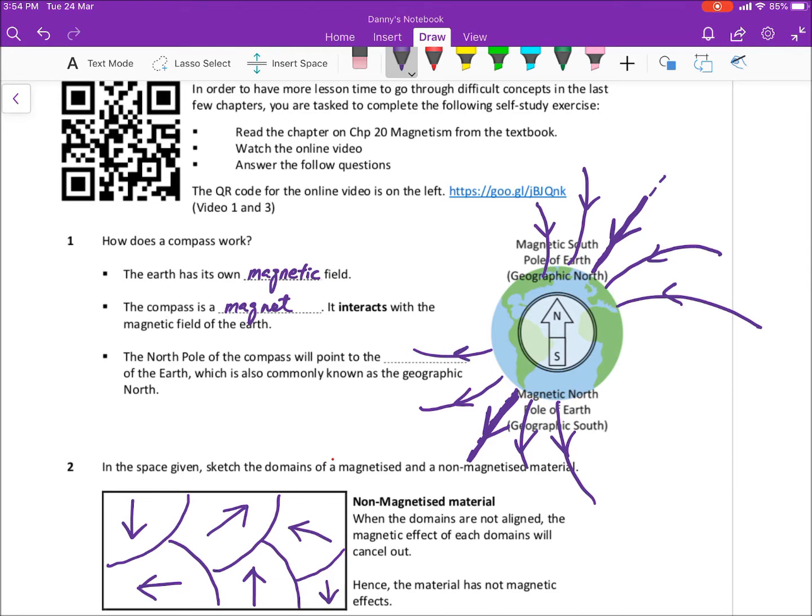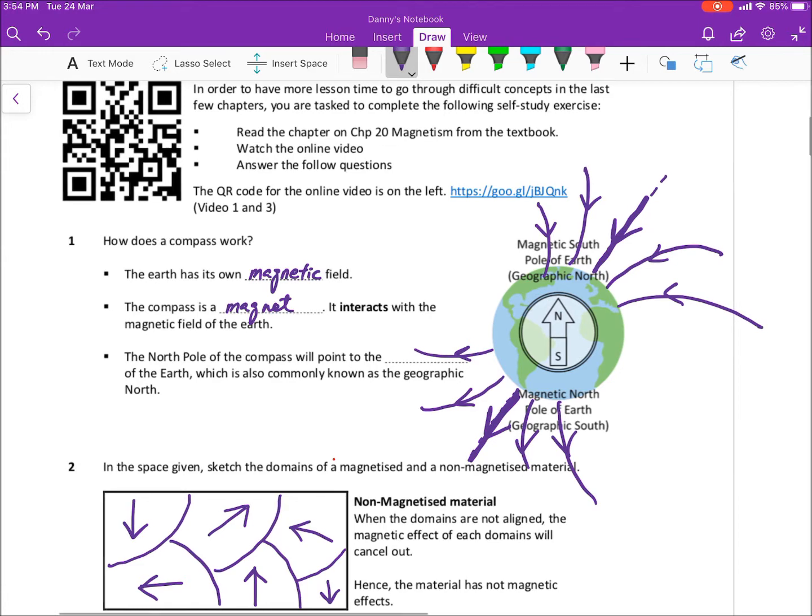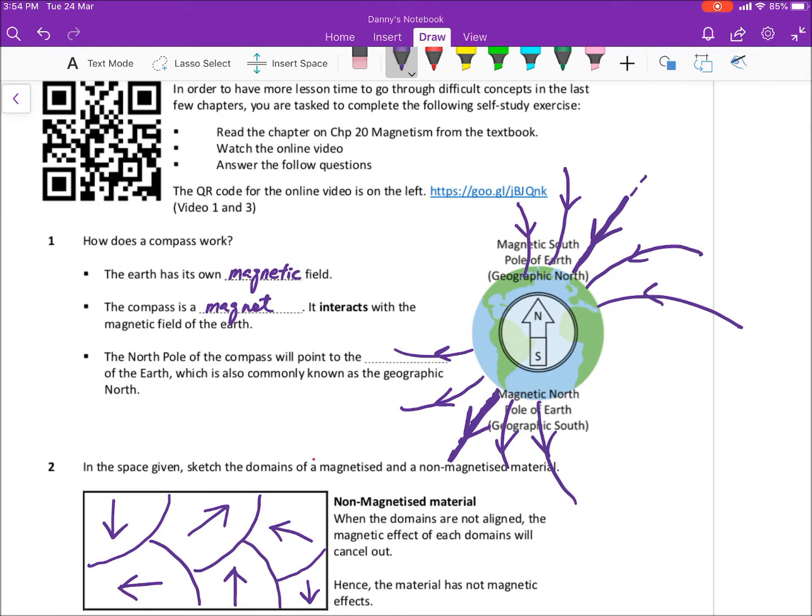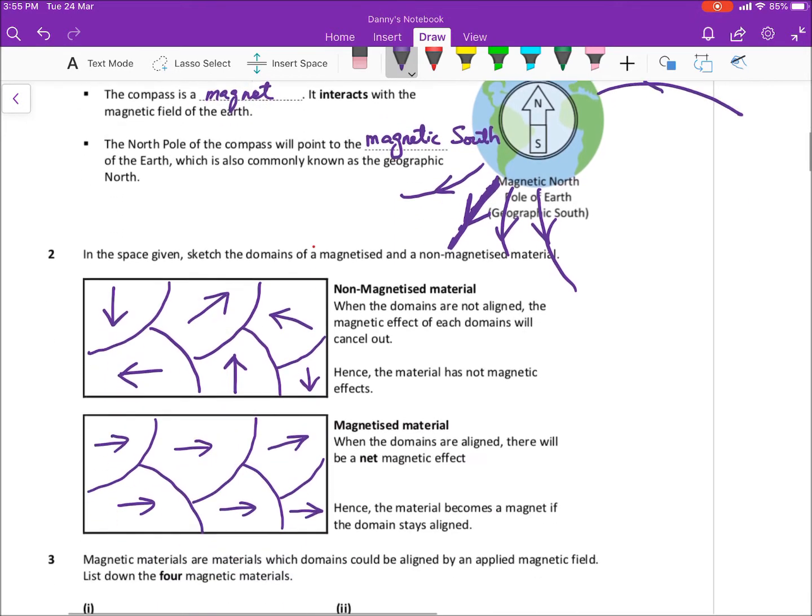in the northern hemisphere, it is the magnetic south of the Earth's magnetic field. Can? And that is also why the north pole of the compass magnet will point towards it. So down here, the north pole of the compass will point to the magnetic south of the magnet. So down here, you can put down magnetic south. Okay, so I hope you understand now.